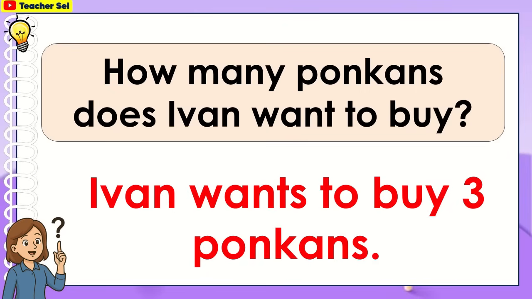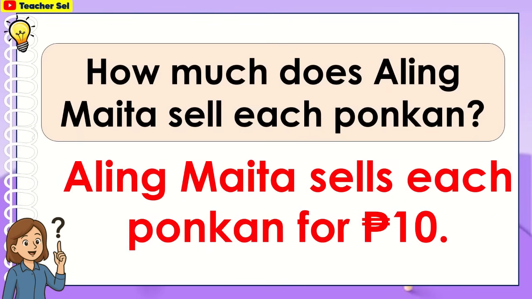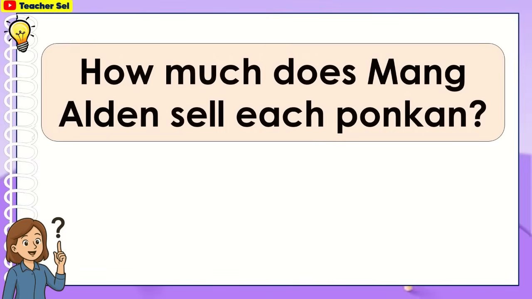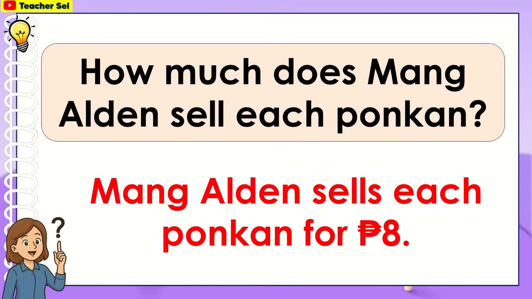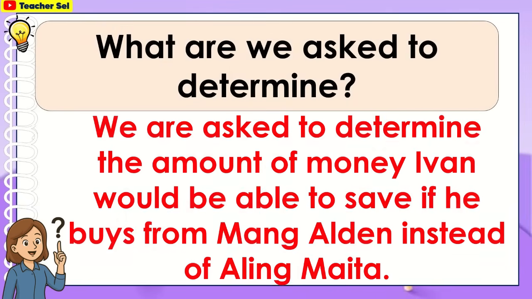Ivan wants to buy 3 pongkans. How much does Aling Maita sell each pongkan? Aling Maita sells each pongkan for 10 pesos. How much does Mang Alden sell each pongkan? Mang Alden sells each pongkan for 8 pesos. What are we asked to determine? We are asked to determine the amount of money Ivan would be able to save if he buys from Mang Alden instead of Aling Maita.